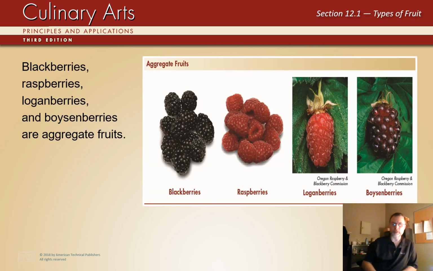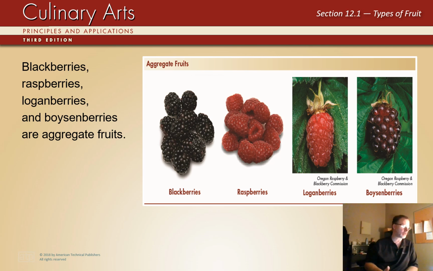Blackberries, raspberries, and loganberries and boysenberries. That's interesting. So a blackberry is a sweet dark purple. It's an aggregate fruit that grows on a bramble bush. So it actually grows on a bush, and it's an aggregate fruit. So when you think of aggregate fruits, that's what we're talking about.